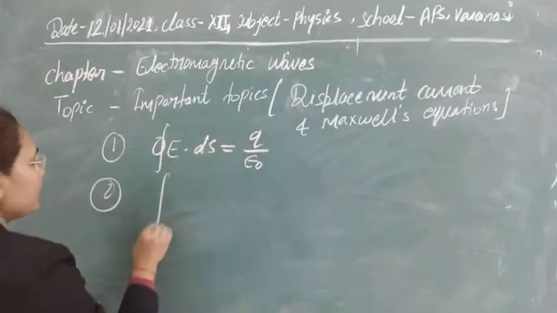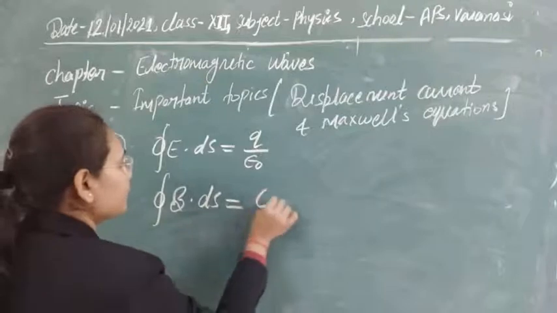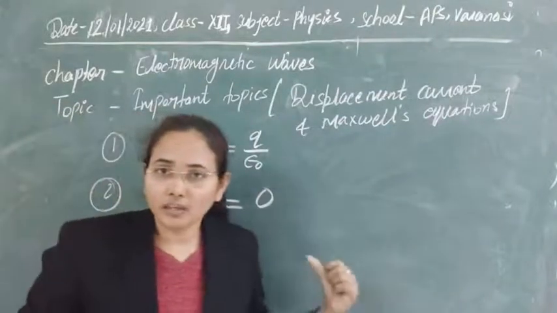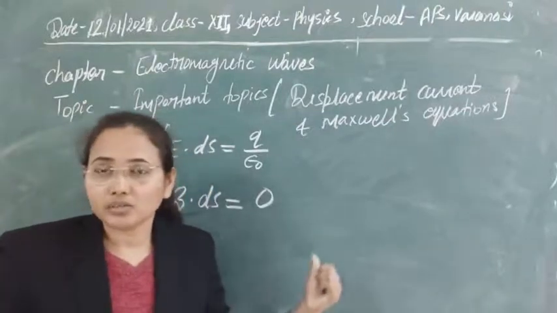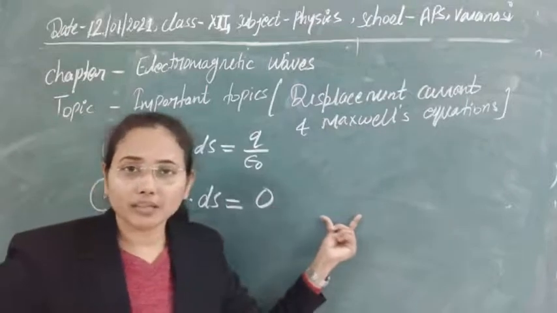So in this way, the equation is written as B dot ds equals 0. Later I will tell you the physical significance of all these equations, and that is also very important. So second, this is Gauss law of magnetostatics.